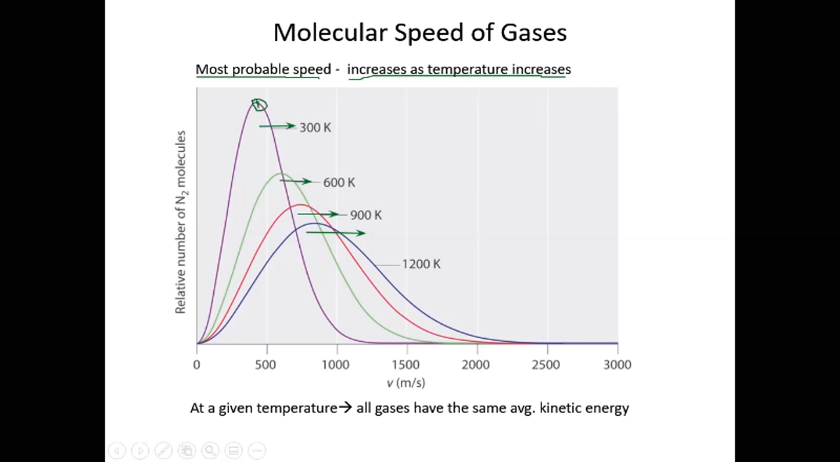And you also notice that there's more of a broadening of the curve. Molecules are moving at a greater variety of speeds at higher temperature versus lower temperature. But the thing to remember is that at any temperature, all gases have the same average kinetic energy. So if all gases at 300 Kelvin have the same kinetic energy, all gases at 600 Kelvin have the same kinetic energy. So at a given temperature, all gases have the same average kinetic energy.